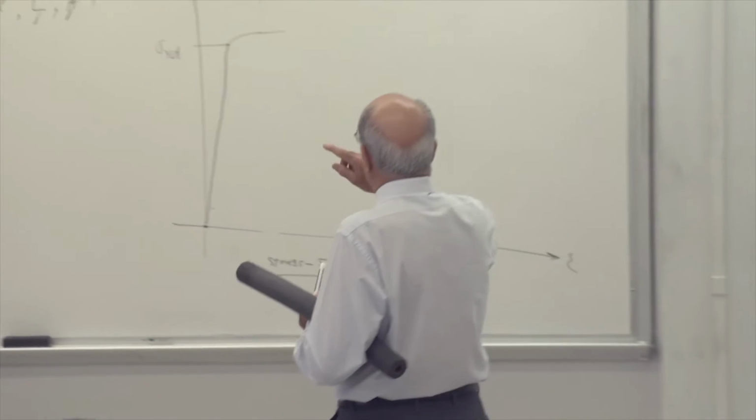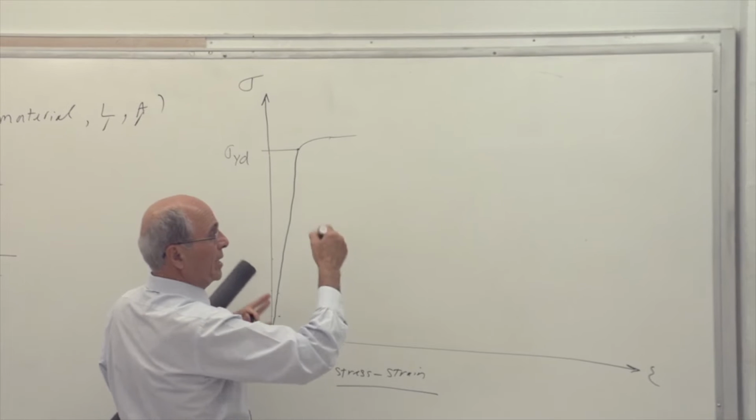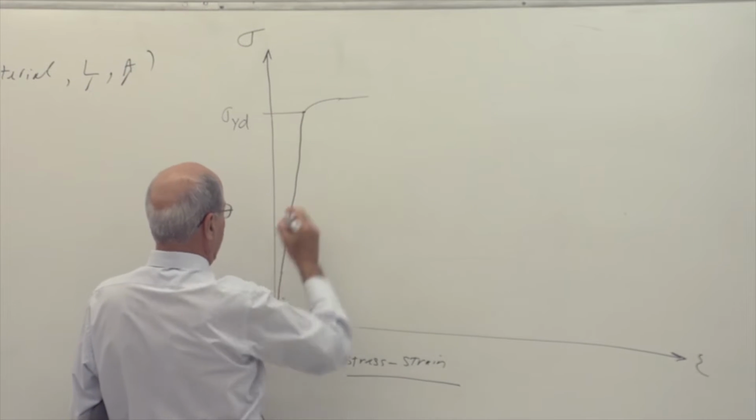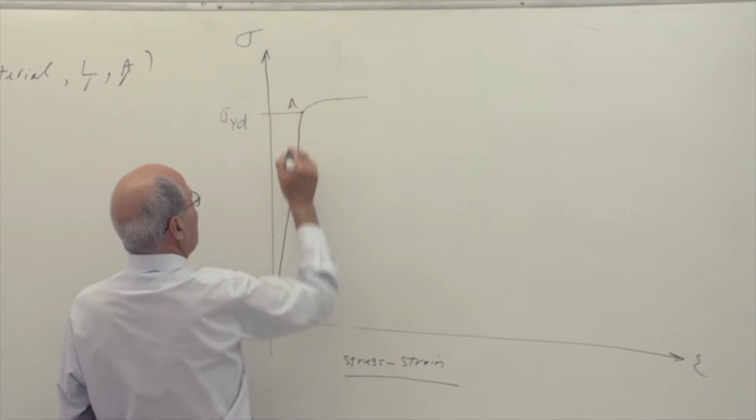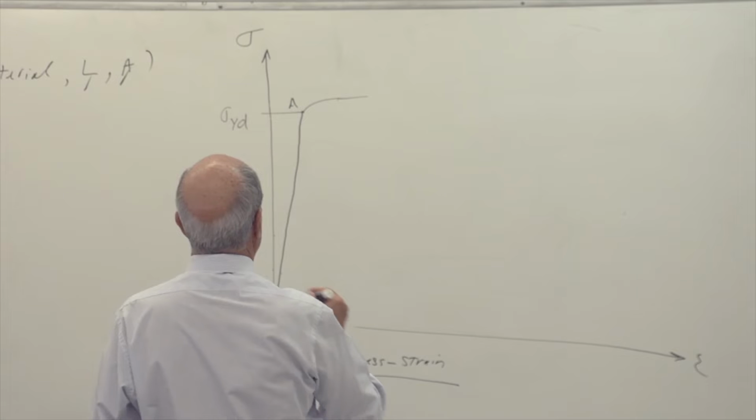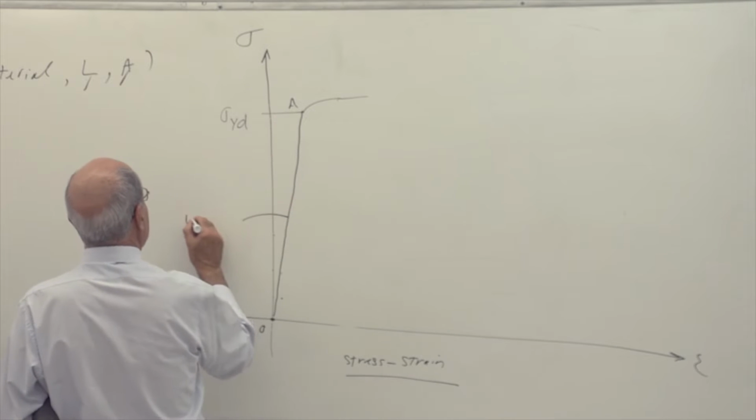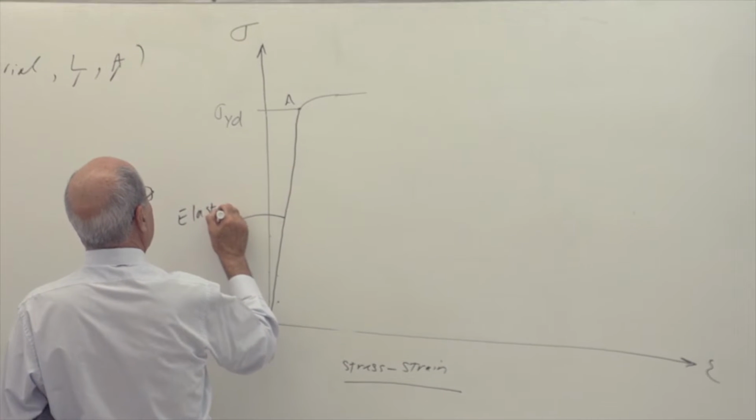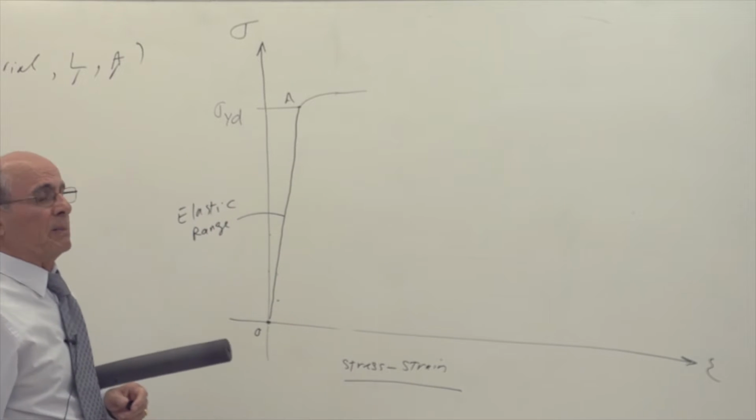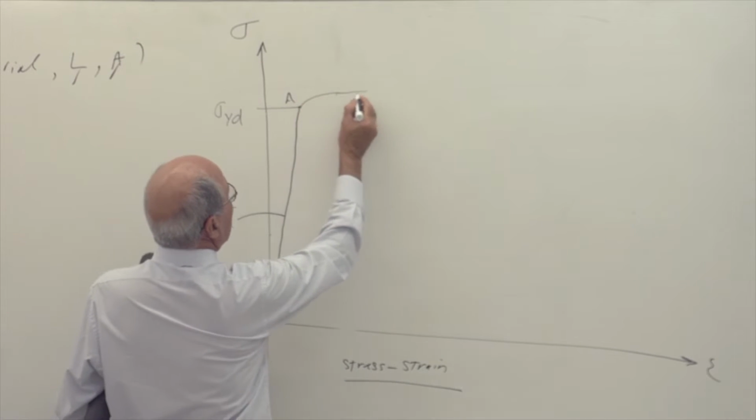Therefore, it picks up a little bit. I'm going to discuss that again and again with you later on, but this is the essential part of it. This line, which is line OA, what is the characteristic of it? It is a straight line. So we call it elastic range. This is very important. Elastic range. All right, because after that, it yields.